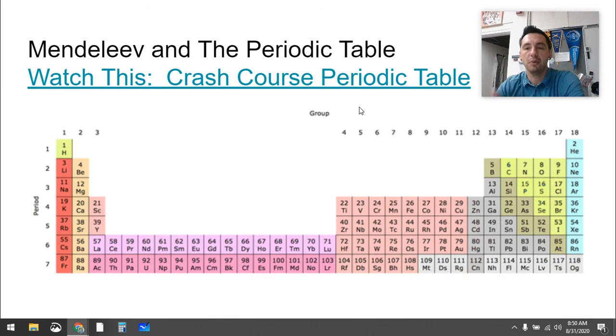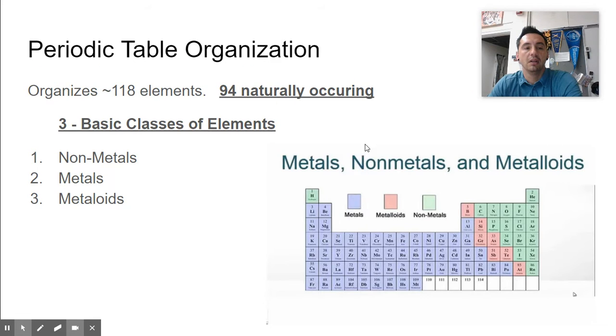Now, if you watch that Crash Course Chemistry video, the elements are organized by their properties. Oh yeah, I should have skipped to this slide right here. 94 naturally occurring, and they're organized in a bunch of different ways, but the most basic way is in three basic categories: nonmetals, metals, and metalloids.